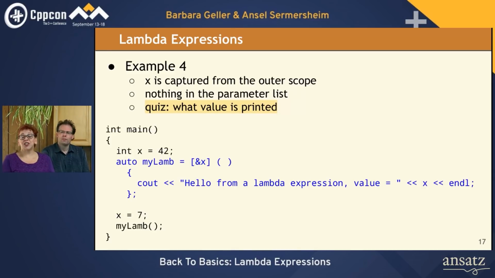But let's change things up a bit. So what happens if we capture by reference? So what value will we be printing in this case? Well, the capture by reference still occurs when the Lambda expression is evaluated. So we haven't changed when the capture happens. However, changing the value to 7 will be visible to the body of the Lambda expression because what got captured is a reference to X, not the value of X.